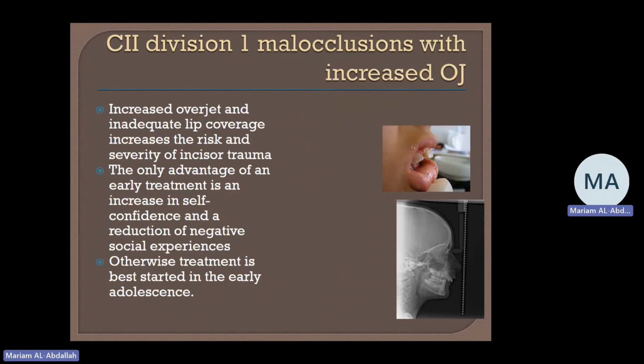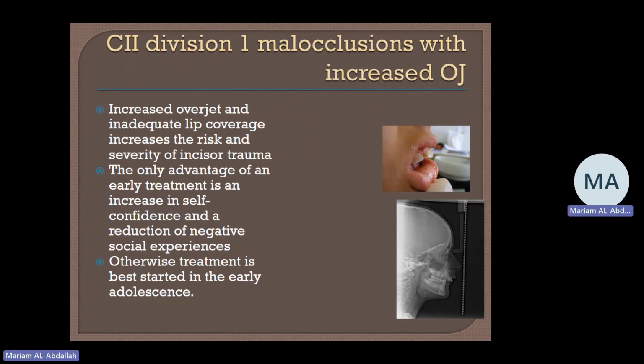Okay. Now we come to class 2 division 1 malocclusions with increased overjet. Please go back again to our growth modification and functional appliance lecture because this was explained in detail. A patient with a class 2 division 1 malocclusion and skeletal class 2 due to retrognathic mandible, the ideal treatment is usually functional appliance. The optimal time to use functional appliance is late mixed dentition, early permanent dentition.